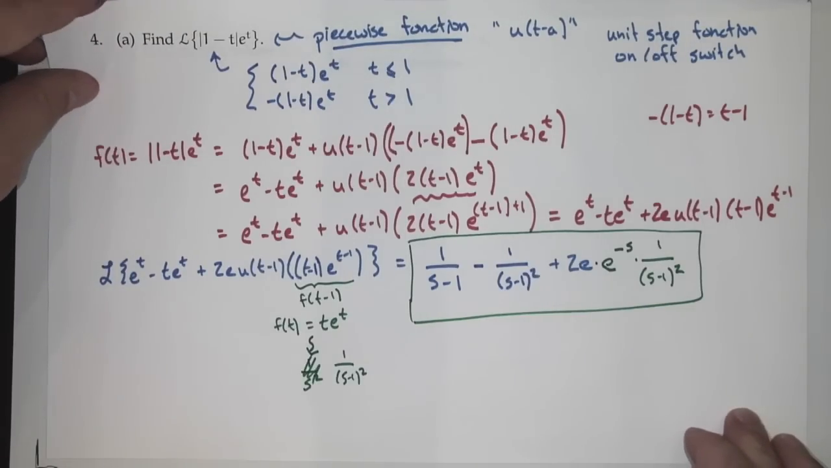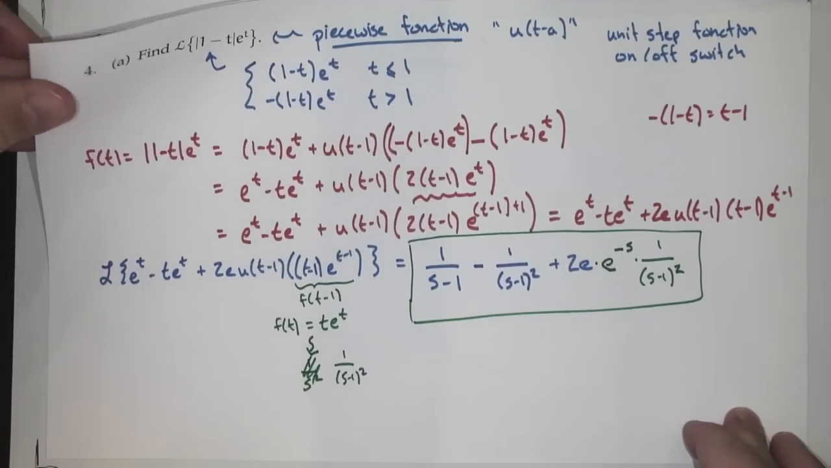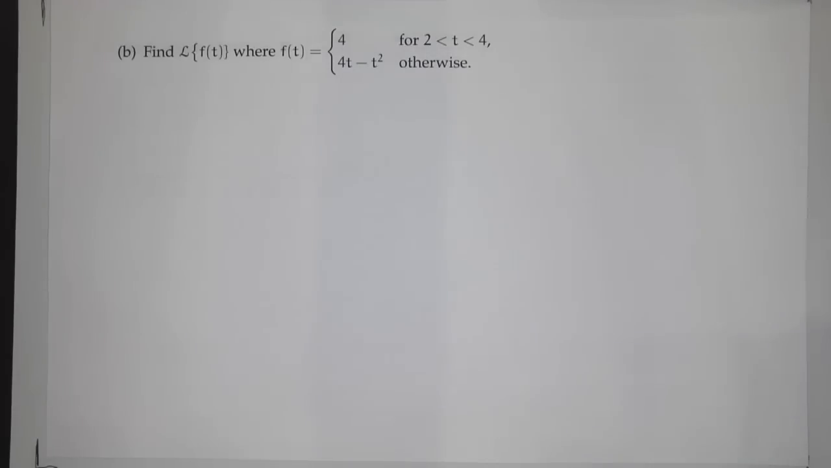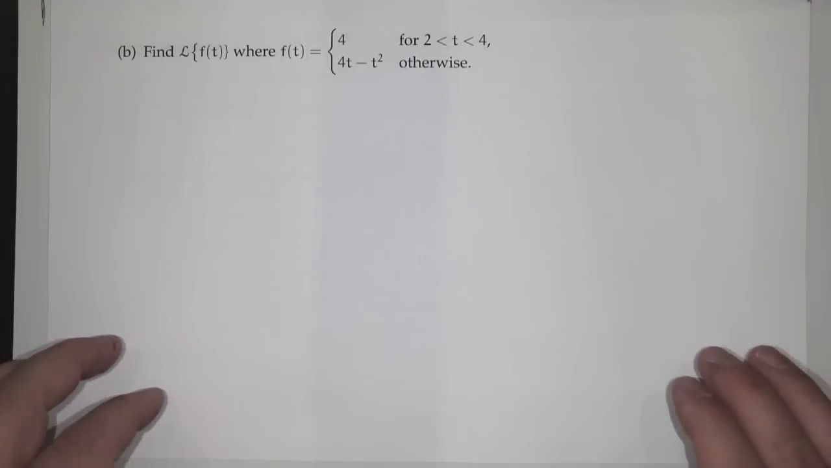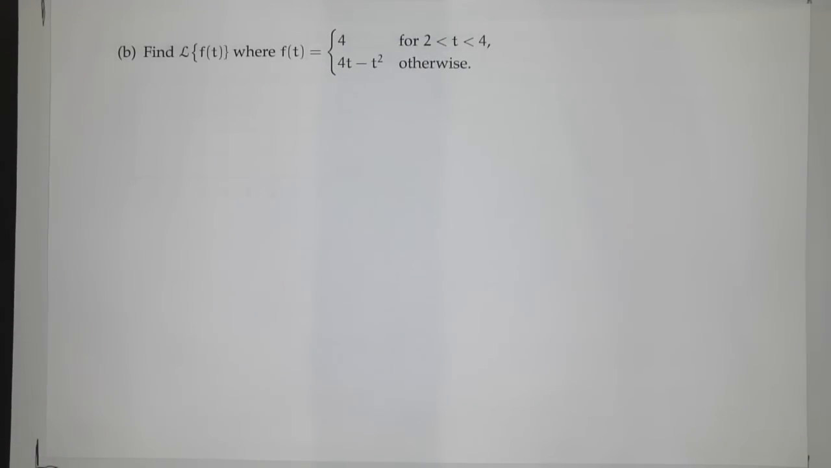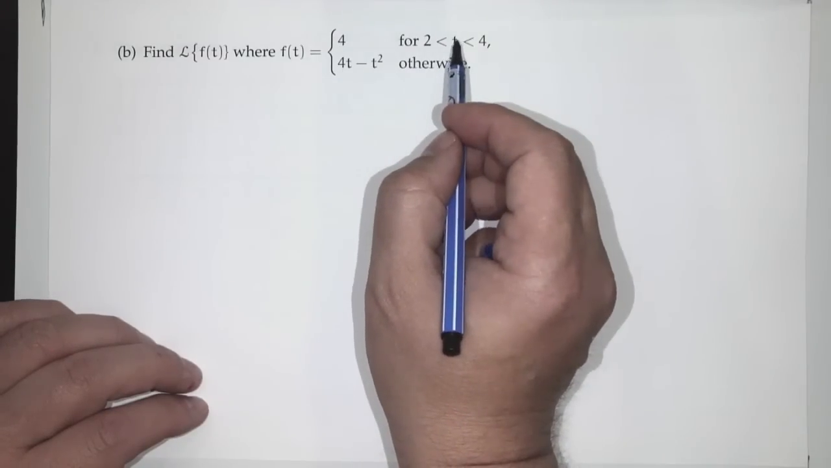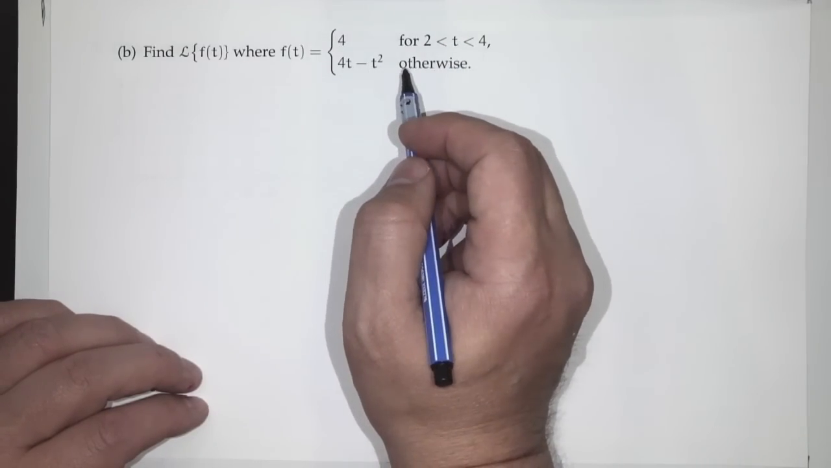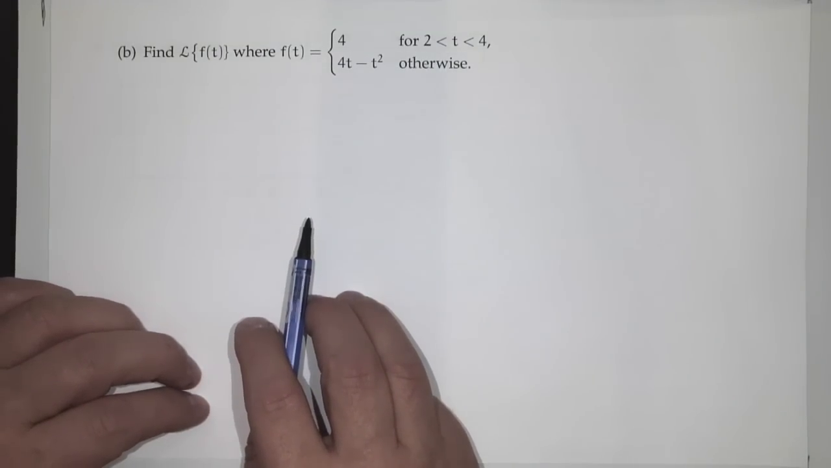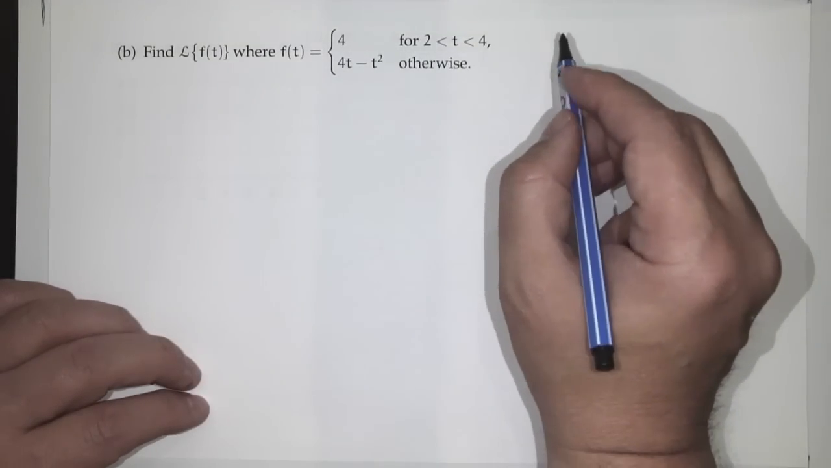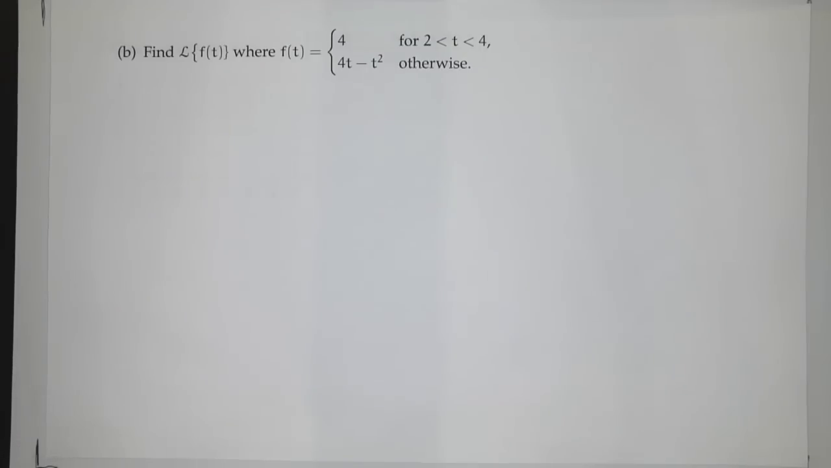All right. Well, this is part A. So we have a part B coming. Part B. Find the Laplace transform where f of t is a piecewise function. All right, so we have, it looks like two pieces, or is it? Okay, so it's 4 between 2 and 4, and it's 4t minus t squared otherwise. Well, okay, so piecewise, again, we're thinking about our unit step function.